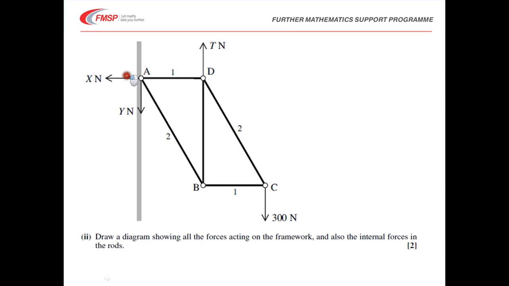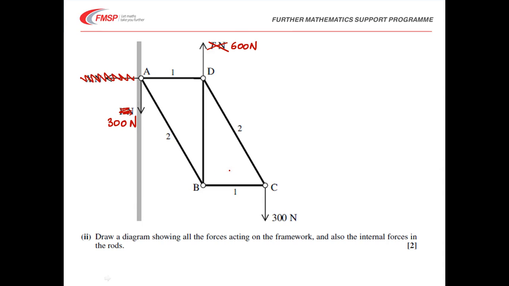So I'm going to start off by getting rid of a force. We know that X is equal to 0, so I'm going to take that out. I'm going to replace the T newtons here with the 600 newtons that I know exists, and I'm going to replace my Y newtons here with 300 newtons downwards, which I know to be the case there. And that covers all of the external forces. We have our 300 newton weight here, 600 upwards, 300 downwards here.